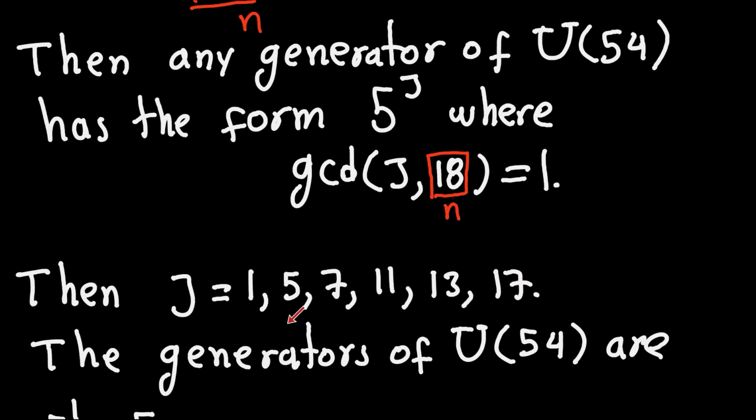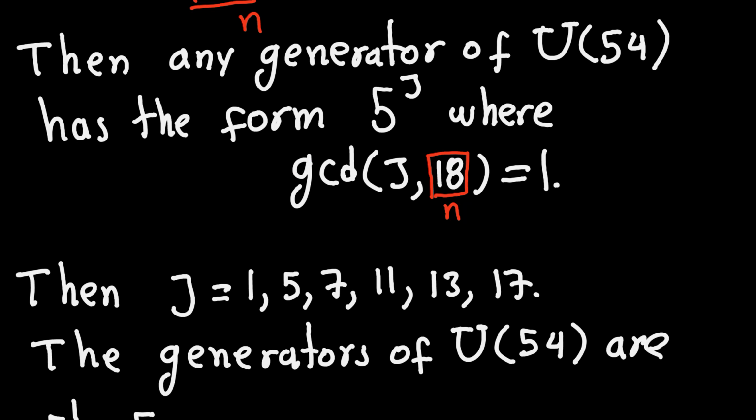Notice that, for example, the number 2 is not here. It is not there because if you plug in the number 2 here, the GCD between 2 and 18 is not 1. So it's not going to give you what you want for that to be a generator.